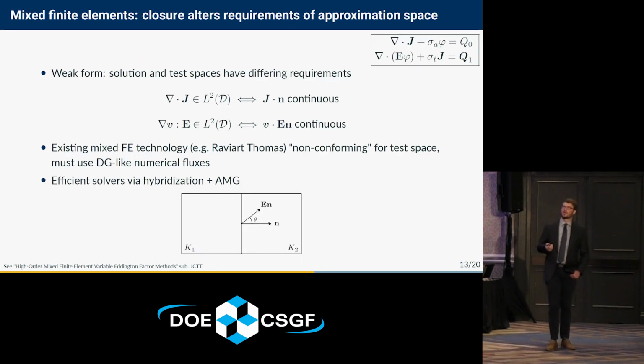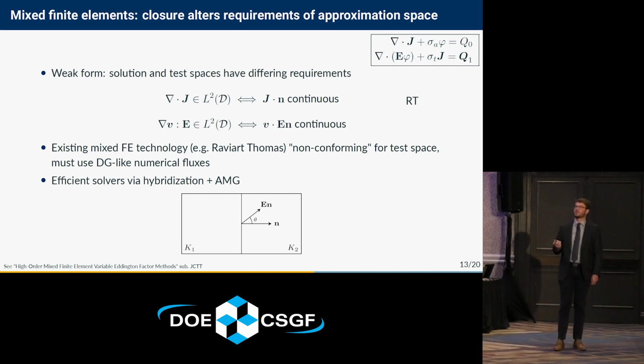My third method is based on mixed finite elements, and here the difficulty is that the closure alters the requirements of the approximation space. If you were to discretize these equations, you'd have two conditions: one, the normal component of the solution has to be continuous across mesh interfaces, and the other is that E times N has to be continuous. This diagram shows that when you apply the adjuvant tensor to the normal, it induces a rotation, so this is a new requirement.